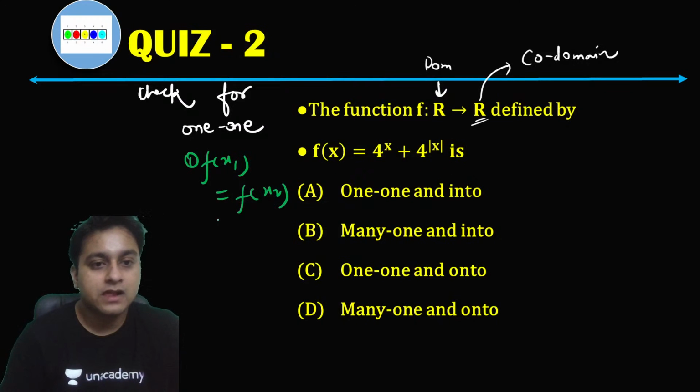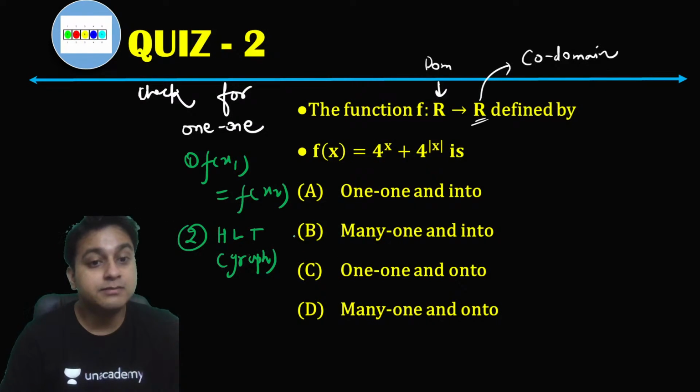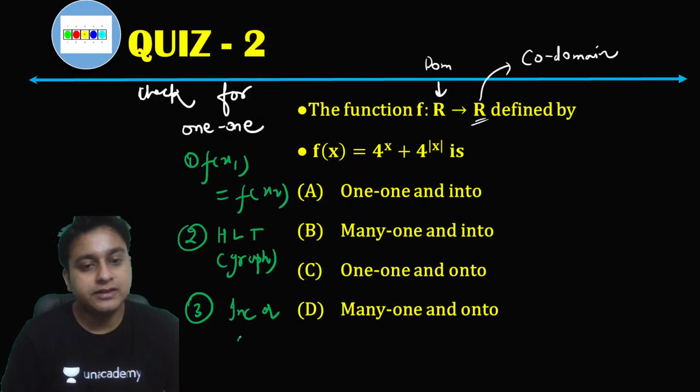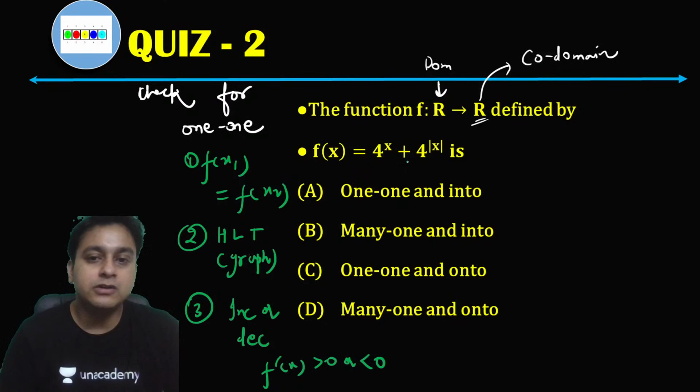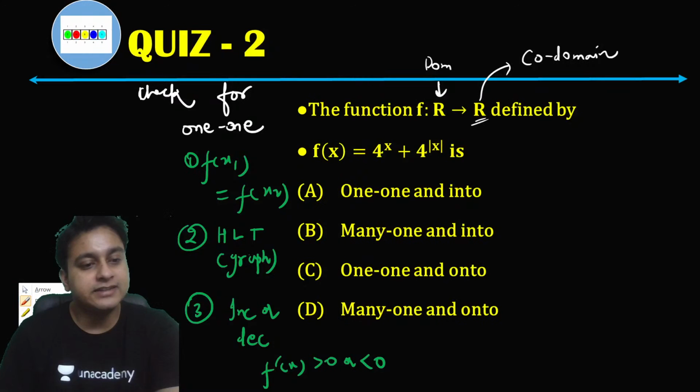Second is what I told you, horizontal line test. For that you need to be able to draw the graph. This might look pretty manageable, right? Horizontal line test might be manageable here. And then, increasing or decreasing, so we should differentiate. That means f dash of x should be either greater than 0 or less than 0 throughout. This third one, differentiation, is also a little bit tricky because we have mod x involved. So I would suggest you guys to go for the horizontal line test.